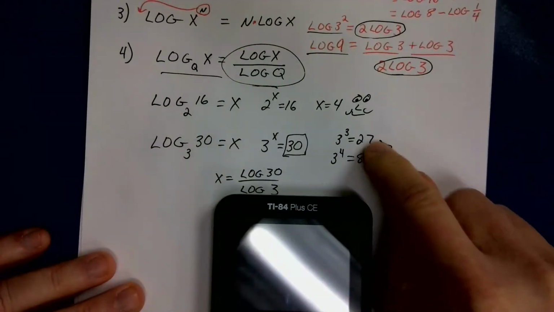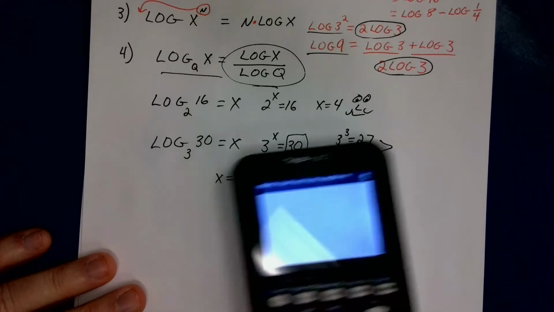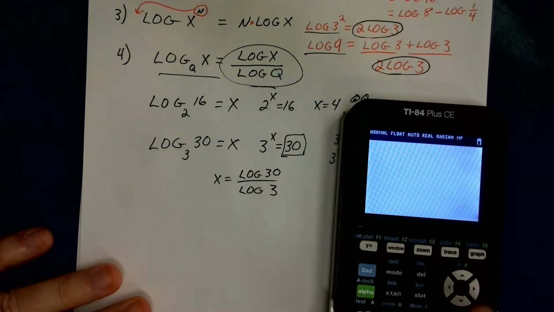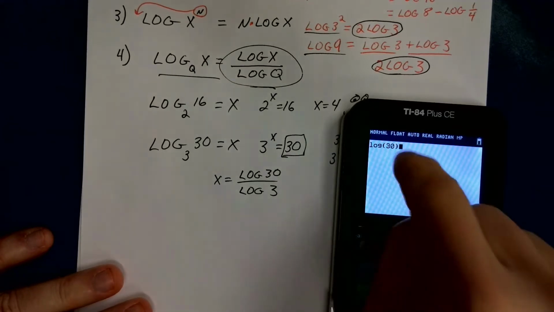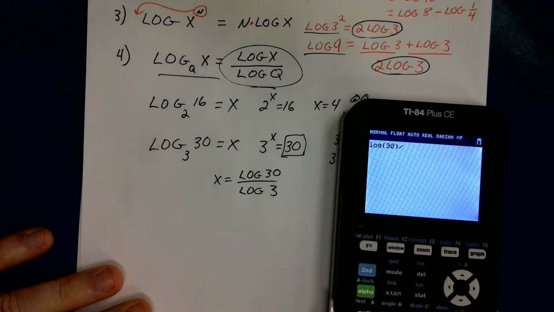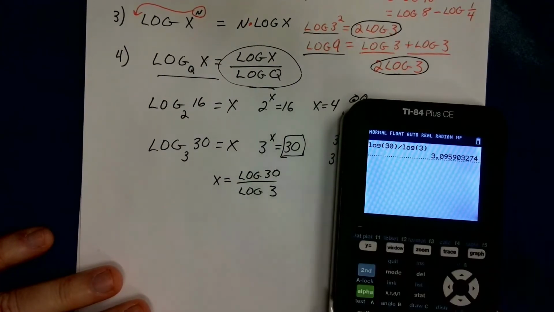Remember I said that I believed it was going to be somewhere between 3 and 4. So I turn my handy dandy calculator on, and I do the log of 30, close parentheses, that's really important, divided by the log of 3, close parentheses, and I hit enter. 3.095, right about where I was thinking, just a little bit above 3.